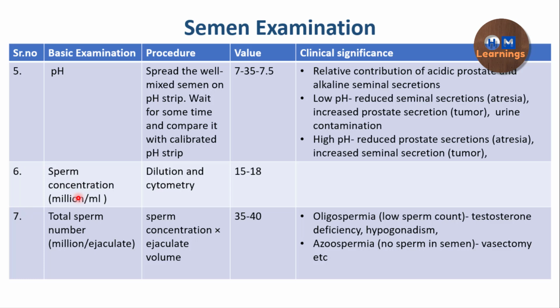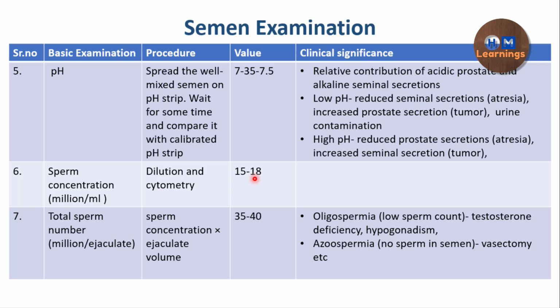Then sperm concentration. Sperm concentration means how many sperms are present in 1 ml of the ejaculate. So basically it is done by the dilution and cytometry method. In this video I am not talking in much detail about the procedure. If you want to know about the procedure, the precautions and the troubleshooting, you can refer to the WHO manual. I'm going to share the reference of it at the end of the video, and you can download it from Google and refer to it.